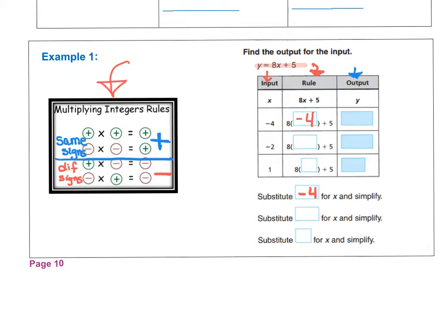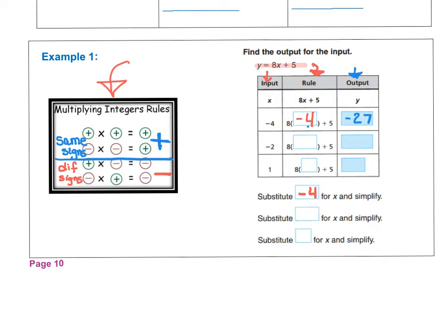And then we're going to simplify, which means do the math. So we have 8 times -4. So if we use our chart over here, those are different signs. A +8 and a -4 is going to be negative, and 8 times 4 is 32. So -32 plus a +5. Well, think about it this way. If it's -32 degrees out, which it seems like it was not too long ago, and we add 5 degrees, it gets 5 degrees warmer. Now we're at -27 degrees, -27.